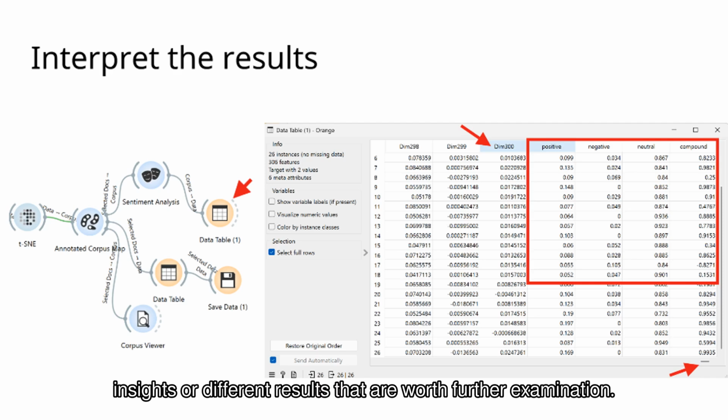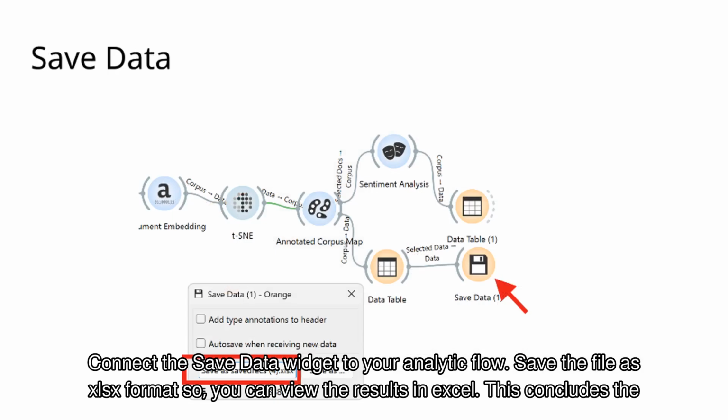These articles may stand out from the majority and could offer unique insights or different results that are worth further examination. Connect the Save Data widget to your analytic flow. Save the file as XLSX format, so you can view the results in Excel.